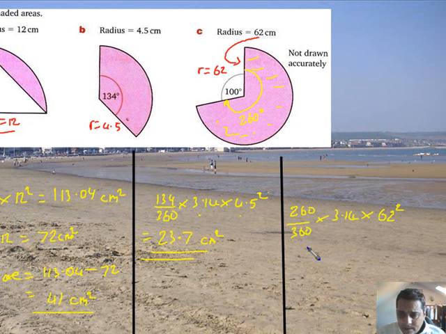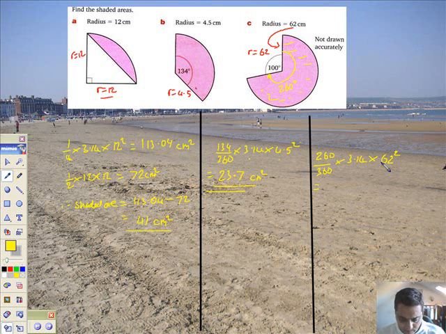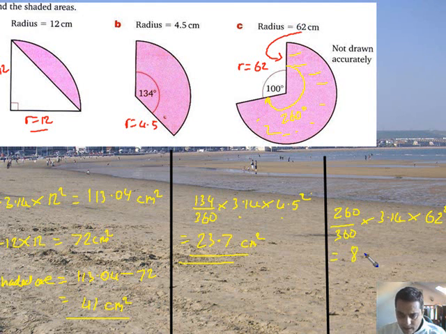I'll get a huge answer. Lots of centimetres squared worth of space, shall we say. So I leave it as it is. So this fraction of pi times radius squared, I think it's 62, not 6.2. Yeah, I think it's 62. Right. 260 divided by 360 times 3.14 times 62 squared. Big number. Too big, I don't like it. 8,717.3 centimetres squared of area.